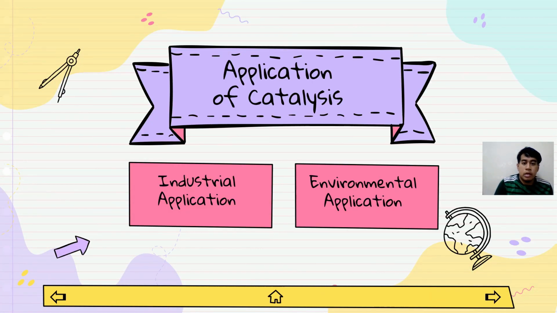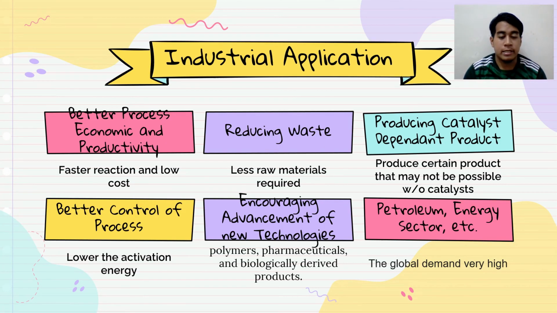Next, I will explain the application of catalyst, which is industrial application and environmental application. For industrial catalysis, first, catalysis is used for a better process economy and productivity. Catalysis can help the reaction occur faster. Thus, we can save more time and save the cost.